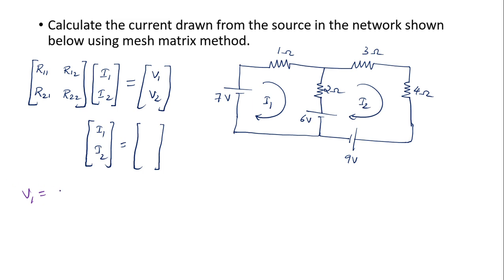So V1 will be equal to plus 7 minus 6, and plus 7 minus 6 will be 1 volt. So the value of V1 is 1.